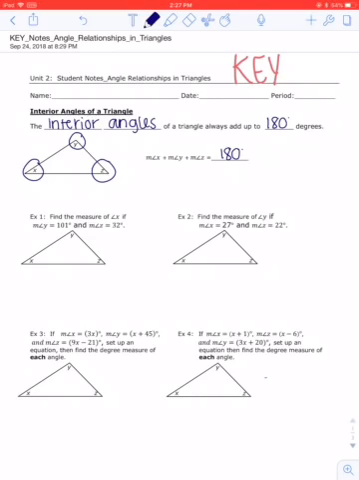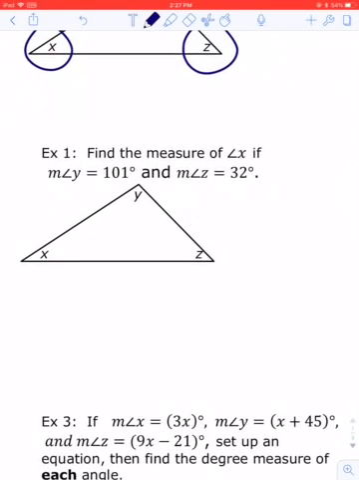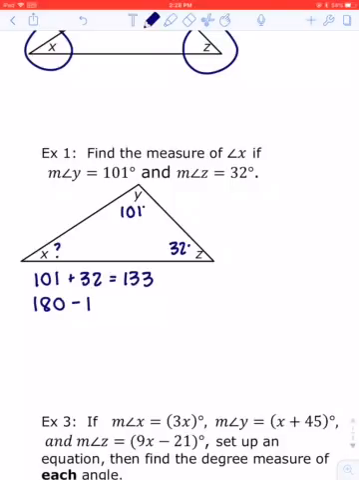What that means for you in the algebra classroom is if you are asked to find a variable, you are going to add your two known angles, 101 plus 32, which gives you 133, and you would subtract that sum from the total possible degrees in a triangle, 180, and that's how you would find your answer for the missing angle.